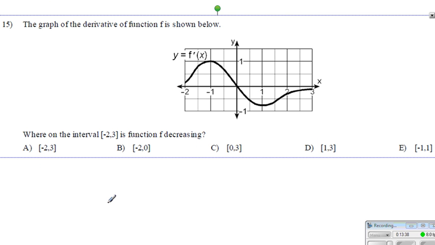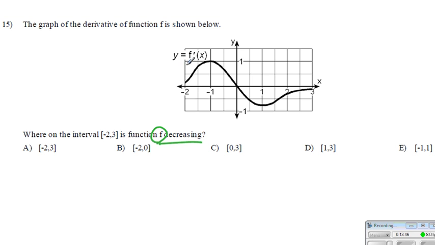Alright, so here comes number 15. Function is decreasing here, that means f prime has to be negative. Where do we see negative? From here to here. That means from 0 through 3. 0 through 3 will be, the only choice will be choice number C.